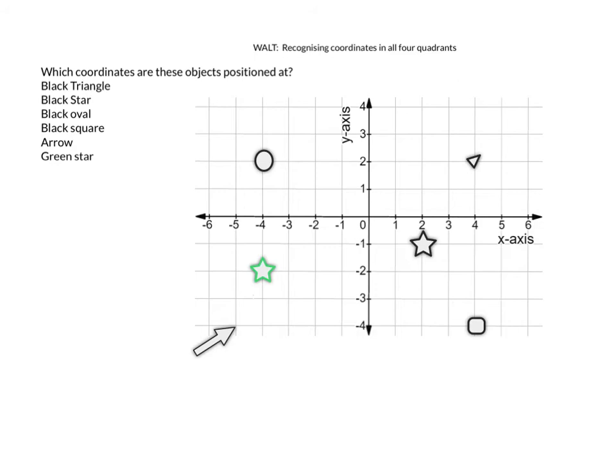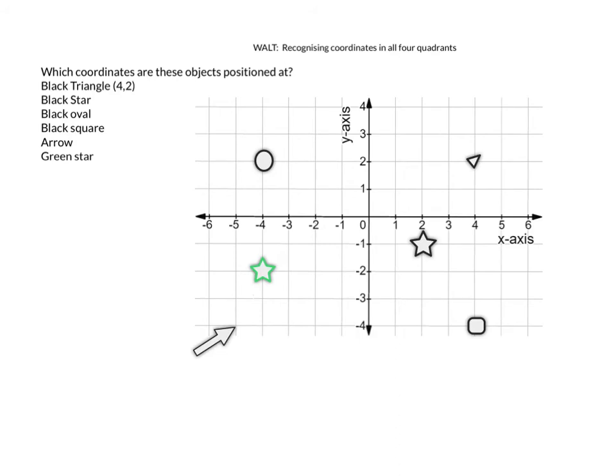First of all, the black triangle is easy. It's in our positive quadrant. 1, 2, 3, 4 across, always across. 1, 2, up. So I'm going to do 4, 2. Let's type it in. It's at, in brackets, 4, 2. Close brackets. Always get the brackets going on.